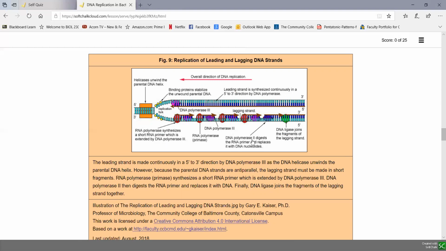Then eventually DNA polymerase II digests the RNA nucleotides and replaces them with complementary DNA nucleotides. So once it gets to a certain point down here, eventually the RNA nucleotides are replaced with DNA nucleotides by DNA polymerase II. And then DNA ligase hooks all the fragments together eventually.